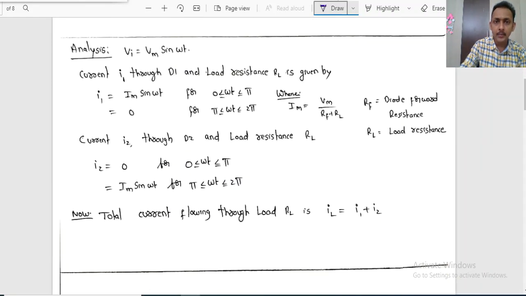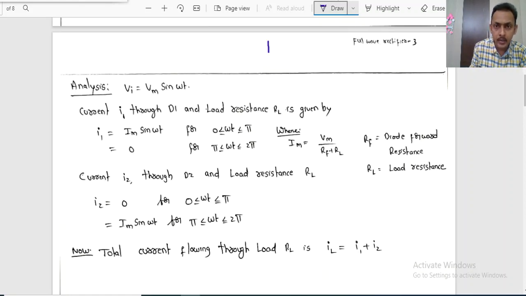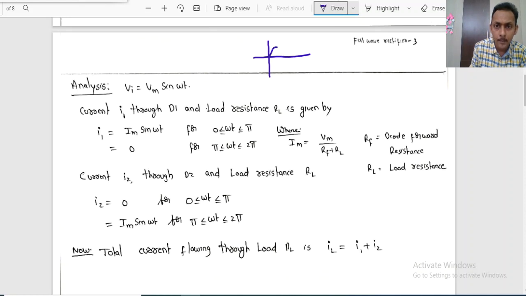Coming to the analysis part, you are going to calculate many parameters: average value or DC value, RMS value, form factor, peak factor, and the efficiency. For all those, the basic input is sinusoidal in nature, and its mathematical representation is Vi of t equals Vm sin omega t. If you have a sinusoidal waveform like this, with this value being Vm, it is represented as Vi of t equals Vm sin omega t.